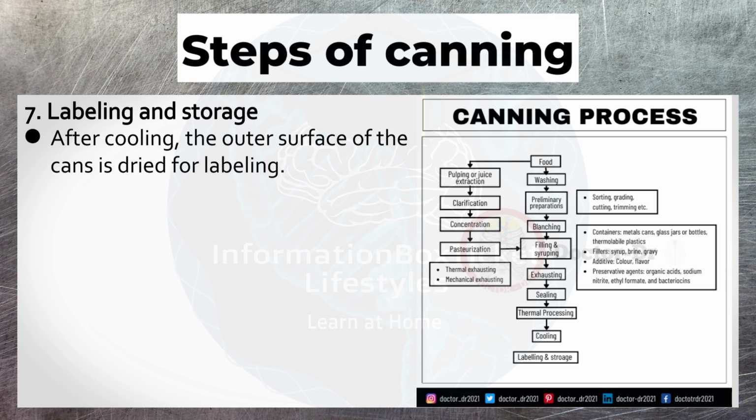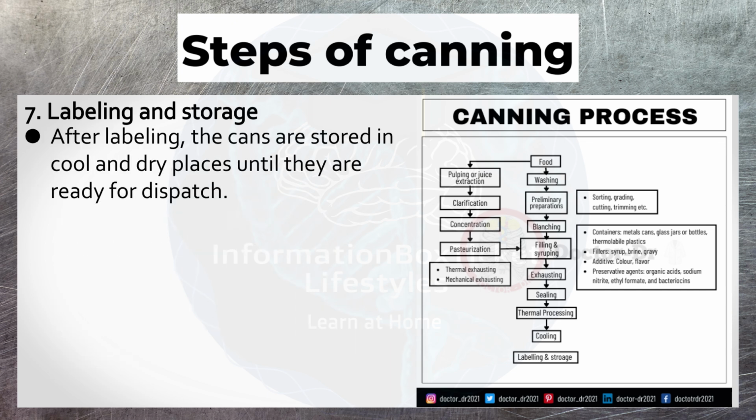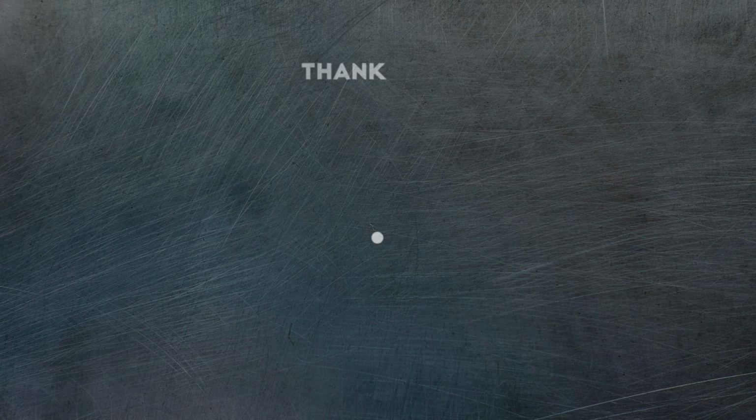After cooling, the outer surface of the cans is dried for labeling. The label includes product identification, brand name, net content by weight or volume, code number, processor's name and address, ingredients, nutritional information, manufacture date, and expiry date. After labeling, the cans are stored in cool and dry places until they are ready for dispatch.